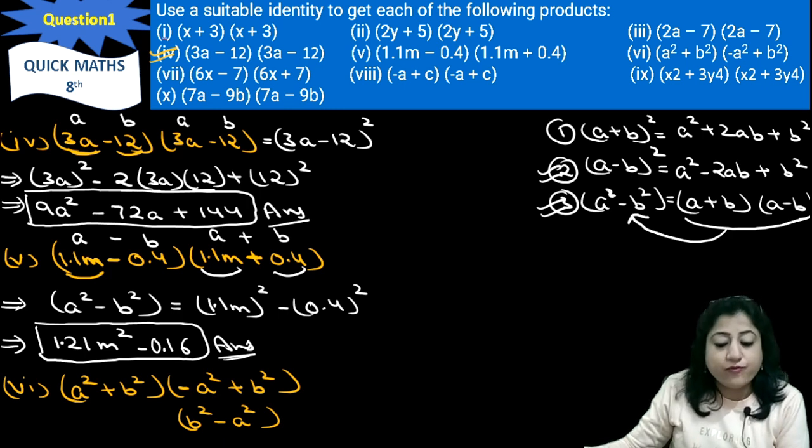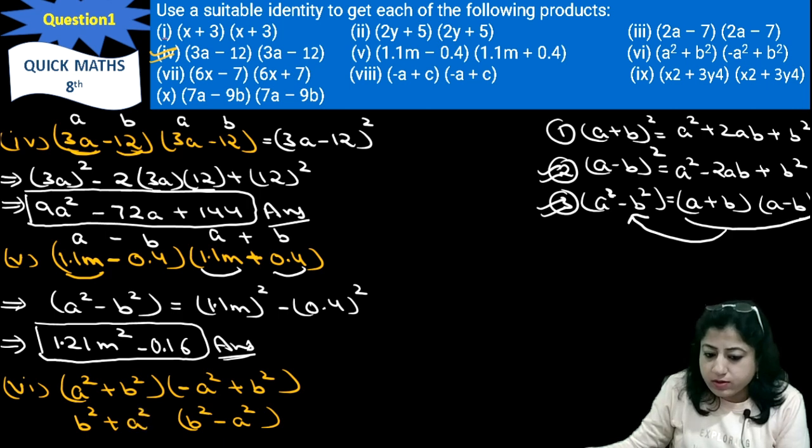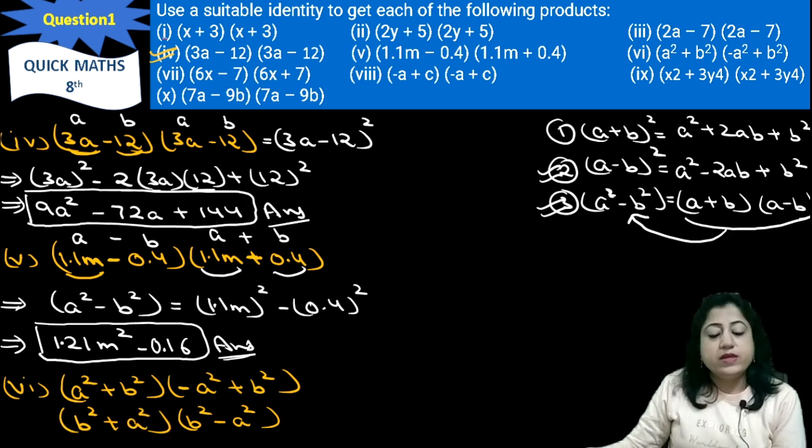In the same pattern, when b square will be the first term, I can replace the first one because it is just a plus sign. In plus sign, we can use the commutative law. We can replace the positions of b square and a square. So it will be b square plus a square. This is b square plus a square. This is b square minus a square.